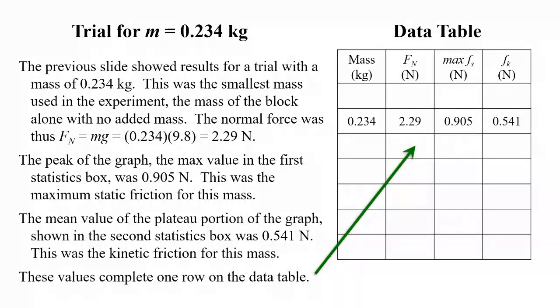The peak of the graph, the max value in the first statistics box, was 0.905 newtons. This was the maximum static friction for that mass. The mean value of the plateau portion of the graph, as shown in the second statistics box, was 0.541 newtons. This was the kinetic friction for this mass. These values complete one row on the data table.